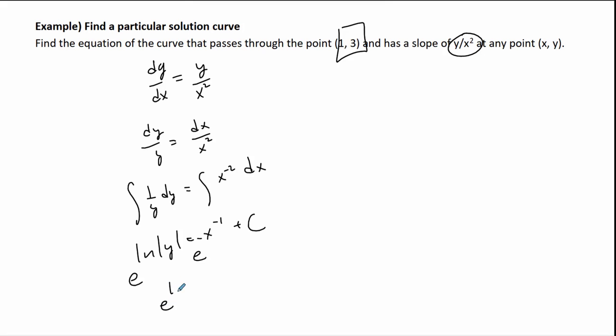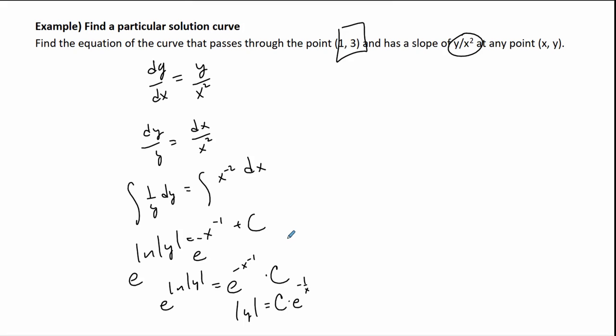So that's e to the ln of the absolute value of y equals e to the negative x to the negative 1 plus c, but really it's times e to the c, which we know is just a big old C as well, because that's just a constant, right? And so this is going to cancel, so this just leaves the absolute value of y equals C times e to the negative 1 over x. I just put the x to the negative 1 in my denominator, but that's the same.